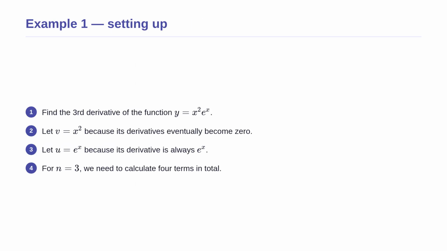Now that we have our formula and visual intuition, let us apply it to a real problem. We need to find the third derivative of the function x squared times e to the power of x. We must strategically assign our u and v functions. We pick v equals x squared because its derivatives will eventually become 0, which will eliminate many terms later on. We pick u equals e to the power of x because its derivative is always just itself. This strategic choice makes the math much easier. Since we are looking for the third derivative, we set our integer n to 3, meaning we will calculate 4 terms in total.